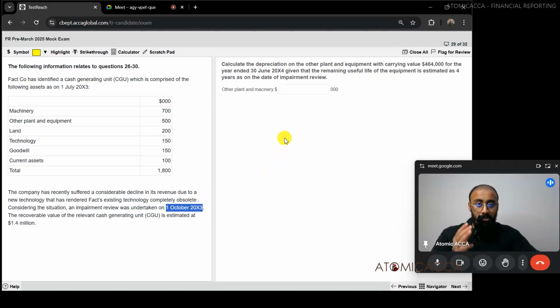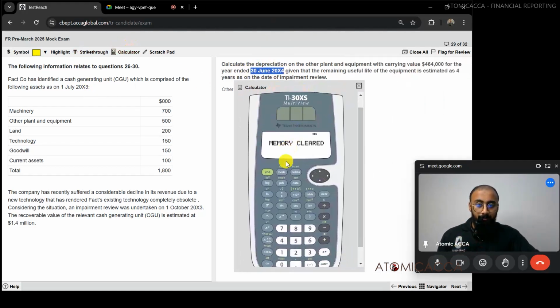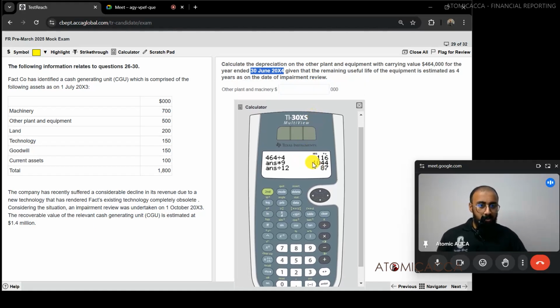So 464,000 divided by 4 years is the lifetime. Multiplied by, in this particular year, there will be 9 months of depreciation. So that will be 464,000 divided by 4 years multiplied by 9 divided by 12. That is equal to 87,000. Let's just confirm once again. 464,000 divided by 4 years is 116. 116 multiplied by 9 is 1044. 1044 divided by 12 is 87,000.